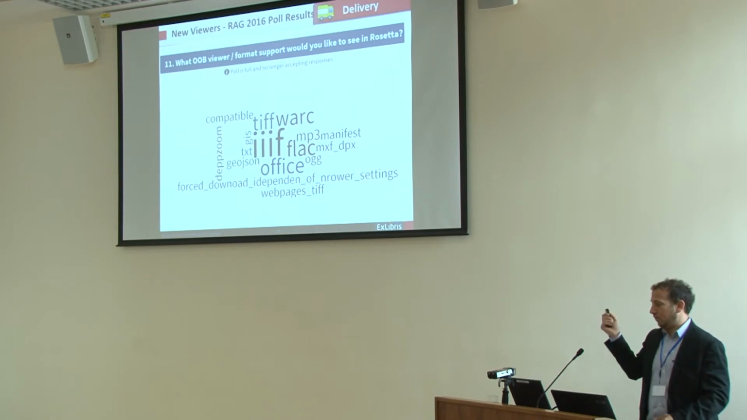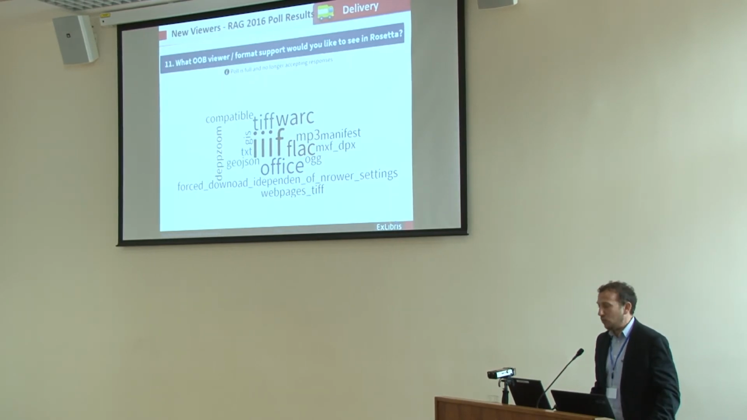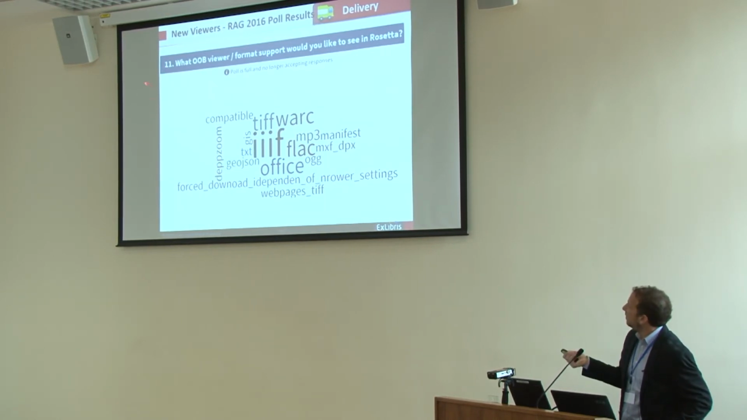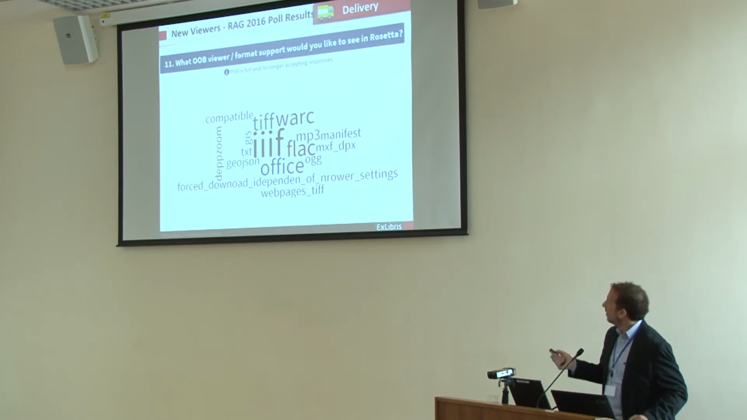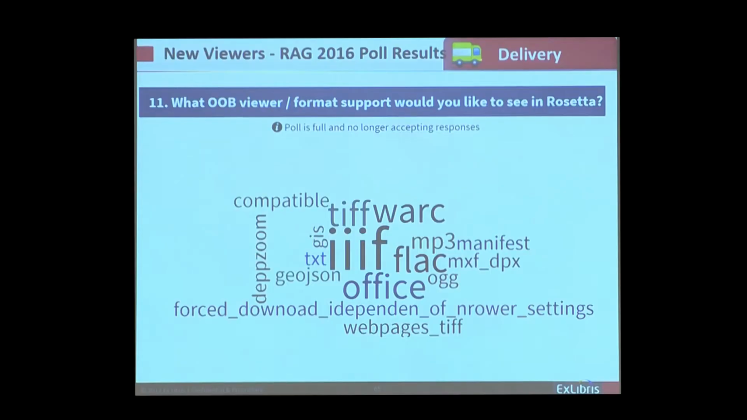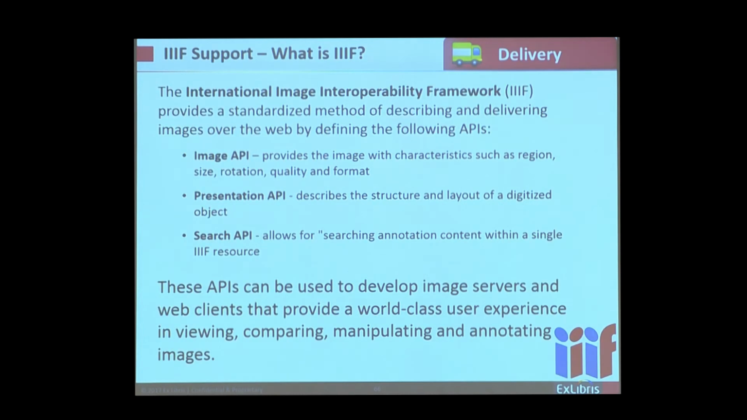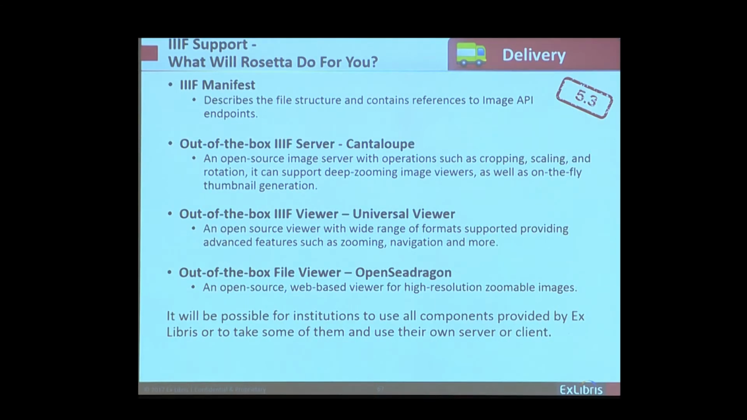These are the results from the poll that we had last year regarding what new viewers or new format support you'd like to see in Rosetta. As we can see, last year the winner was IIIF. Other ones were probably TIFF, Word, Office, but IIIF was clearly the winner. And just in a nutshell, what's IIIF? IIIF is basically a set of APIs, a standard that enables integration between image servers and image viewers, exchanging information regarding the image, the metadata, the presentation and so on.